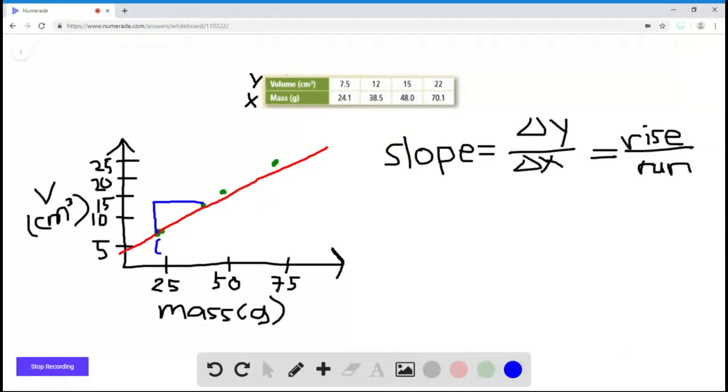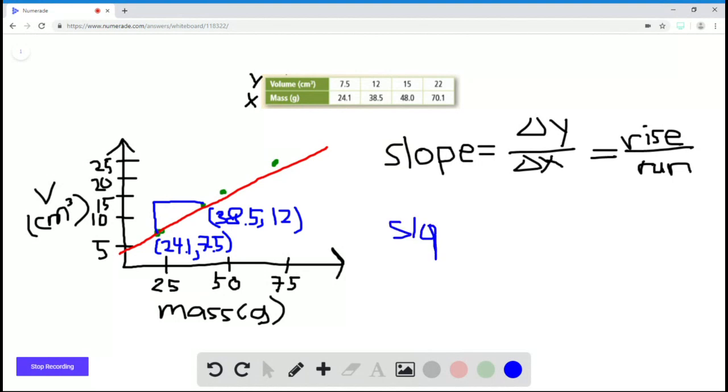So our first point is we have an x value of 24.1 and a y value of 7.5. And if you draw or write in your points, it's really important that you do write your x value first, followed by a comma, and then followed by your y value. So for your second point, it's 38.5 and 12. Okay, so now we can use these values to figure out the slope.